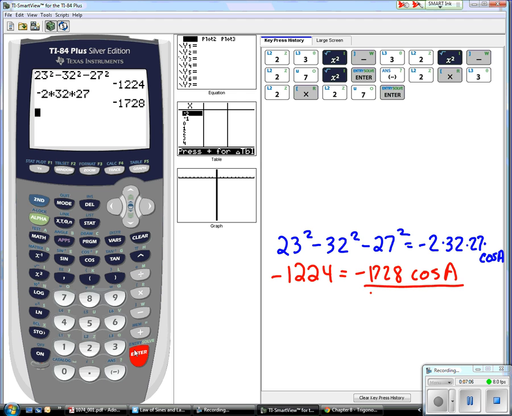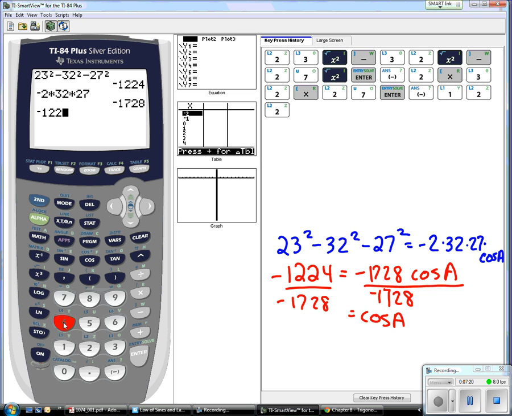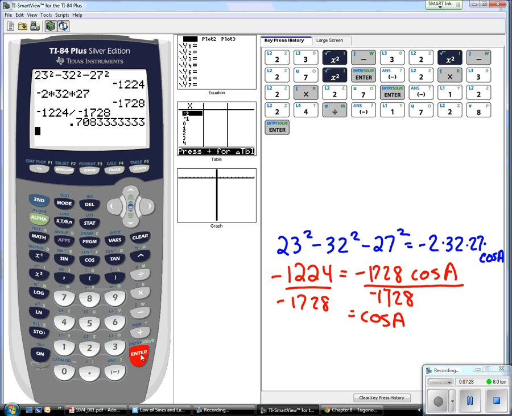Now divide by negative 1728. Negative 1728, that's going to get you the cosine of A. So that decimal, negative 1224 divided by negative 1728. Press enter. So that's 0.7083 repeating.